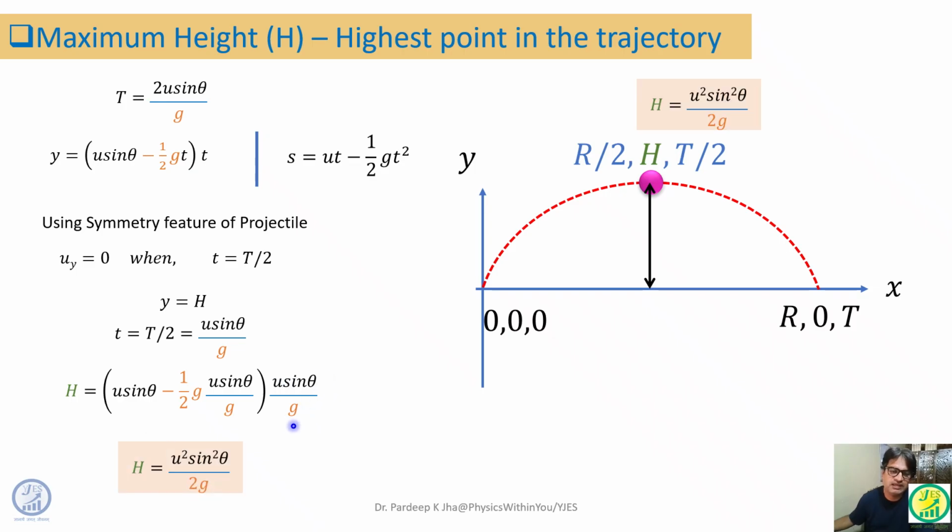So solve it. After solving, what do you get? The g by g cancels, and that's why it becomes 1 minus half, u sin theta. So it becomes half u sin theta. The u sin theta is outside, and u sin theta is inside. So it becomes u square sin square theta upon g, and half. So this is the relation that you have. So you got the maximum height.